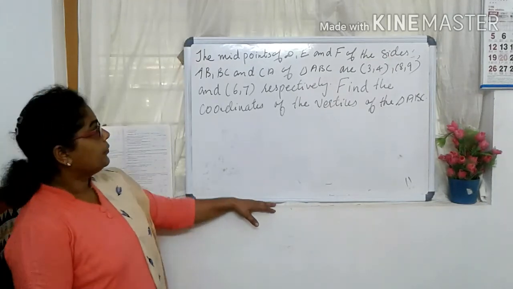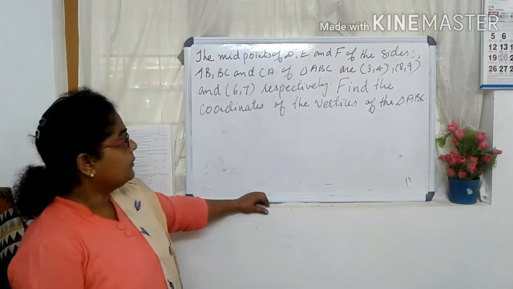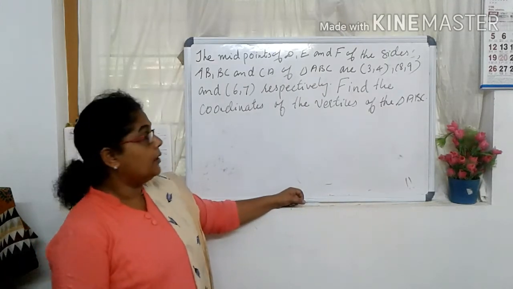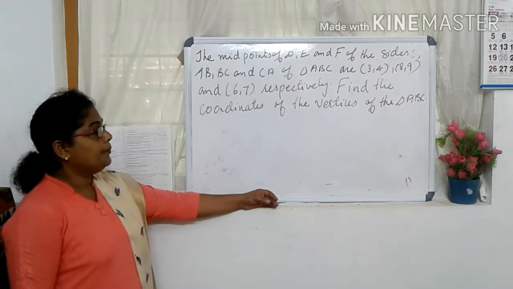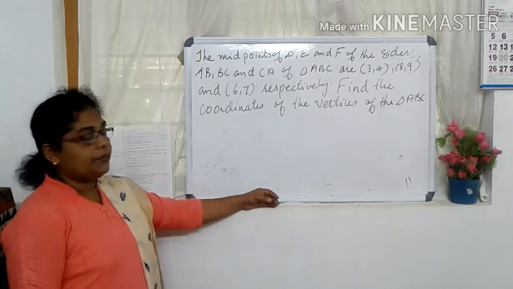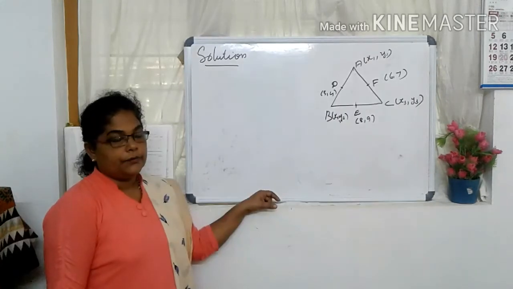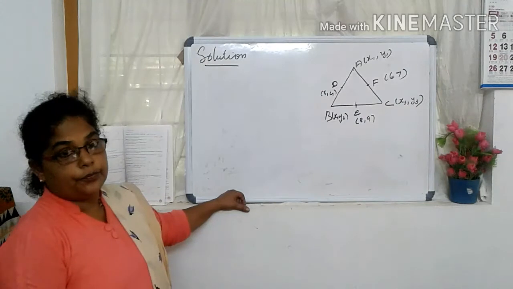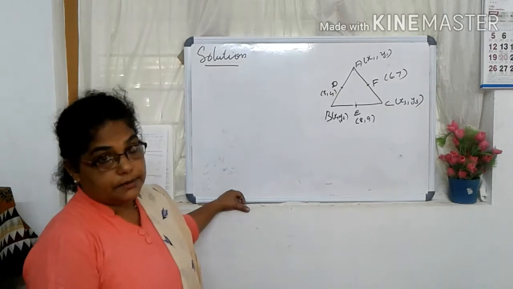It is given that D, E and F are the midpoints of the sides. It means the coordinate of D is (3, 4), the coordinate of E is (8, 9) and the coordinate of F is (6, 7). And D is the midpoint of AB, E is the midpoint of BC and F is the midpoint of CA. We have to find the vertices, which means we have to find the coordinates of A, B and C. So we have to find A of (x1, y1), B of (x2, y2) and C of (x3, y3).